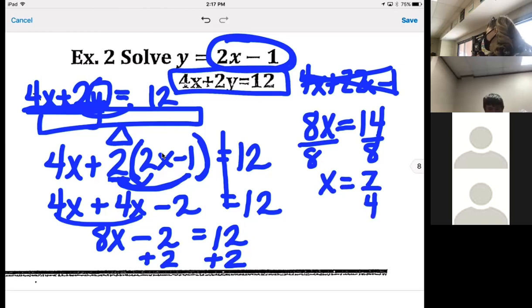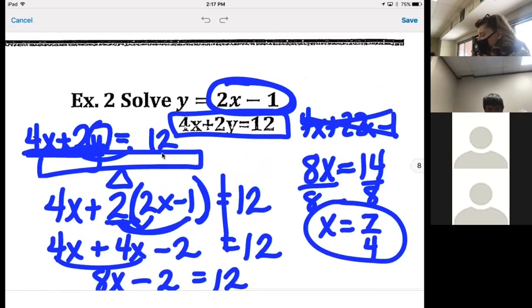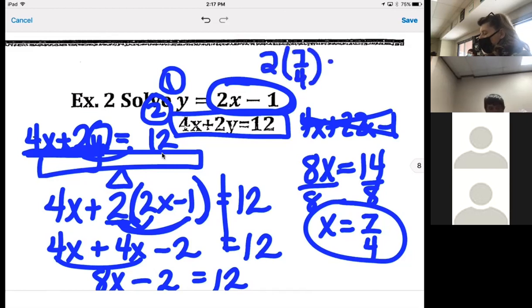Another yucky one. Now I'm not done yet. I just have my x. I still have to find y. But I have a choice. I can put it in the first equation or the second equation. One of those is way easier to solve for than the other one. The y equals 2x minus 1 is way easier to do. So we're going to take 2 times 7/4 minus 1.